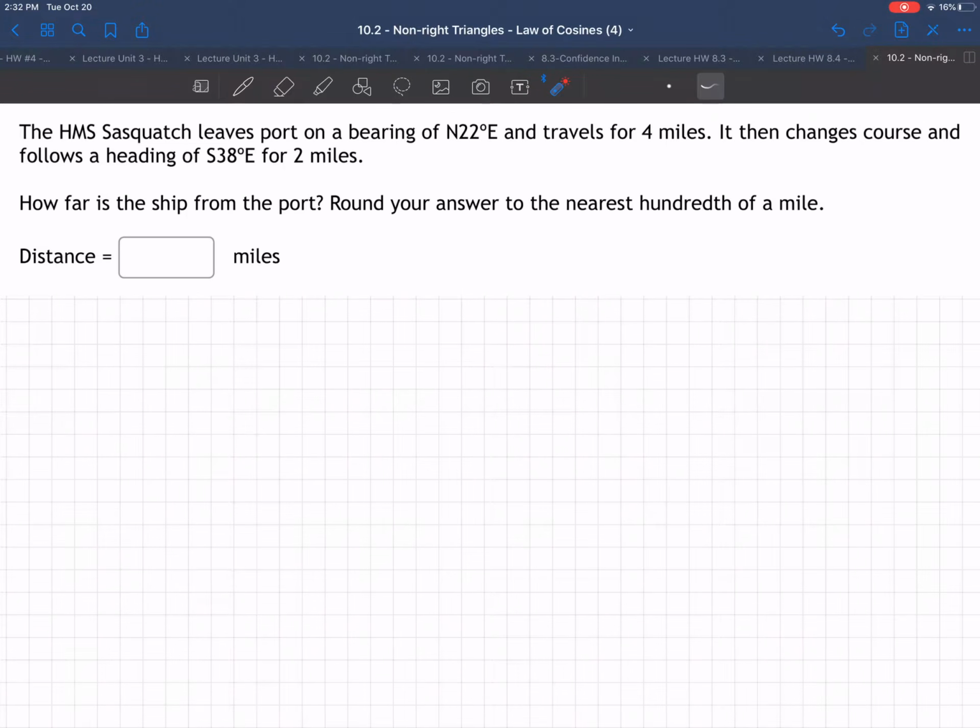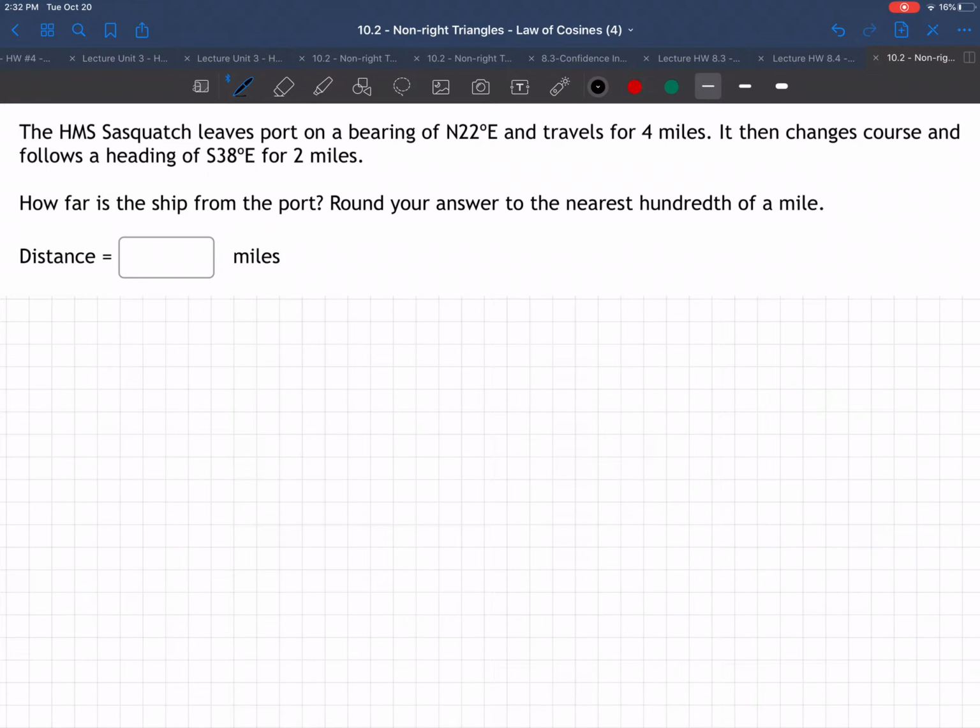Welcome to an example in which we have bearings. The HMS Sasquatch leaves port on a bearing north 22 degrees east and travels 4 miles. It then changes course and follows a heading south 38 east for 2 miles. How far is the ship from port?